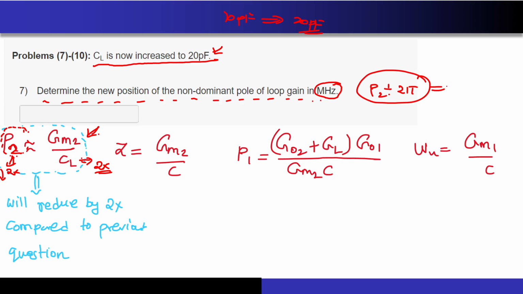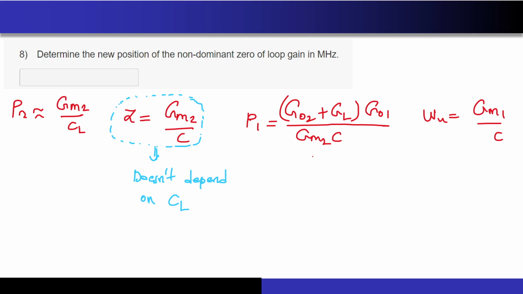Now one more thing, after that they are asking me to calculate the new position of the non-dominant zero. There is only one zero in the system, and that zero is nothing but GM2 by C. Even if I increase the CL by a factor of 2, which the question has asked us to do, this expression does not depend on the CL. So the zero is not affected by whatever I do on the loading side. It is only affected by GM2 and this compensation capacitor C.